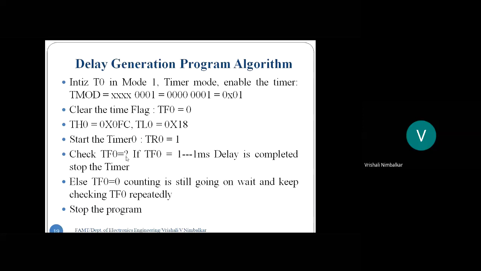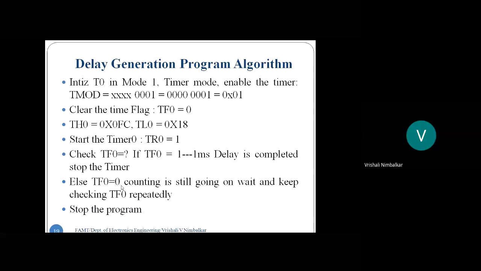If the flag bit is 0, it means the count up is still going on and the 1 millisecond delay has not arrived. Wait and keep on checking the flag continuously. Whereas if the flag bit is 1, it means there is an overflow: 1000 pulses have been counted and the 1 millisecond delay has completed. So if there is an overflow, the flag will be set and we stop the program. If the flag is 0, we wait, repeatedly checking this flag again and again. Is that okay? So that is how our program was.